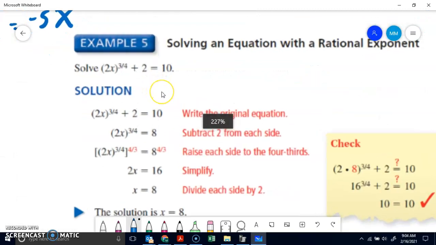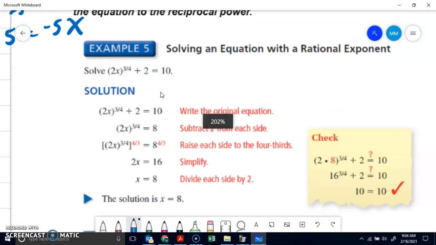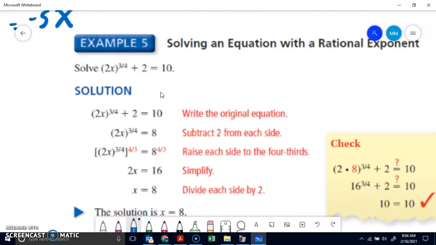Now, something different from yesterday, taking an equation that has a fraction exponent, but something like 3/4. So, order of operations in reverse, I would start by minusing 2 from both sides, and that would give me this line here where it's equal to 8, when we minus 2 from both sides.